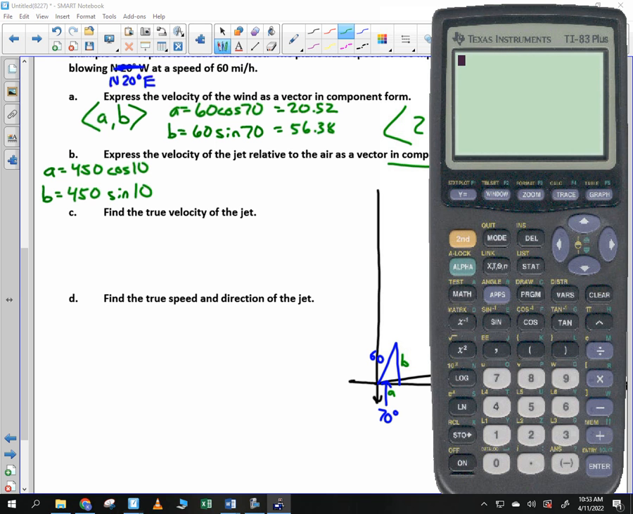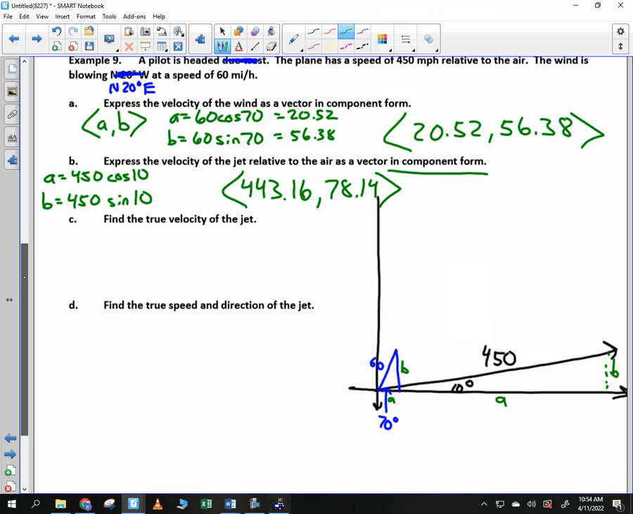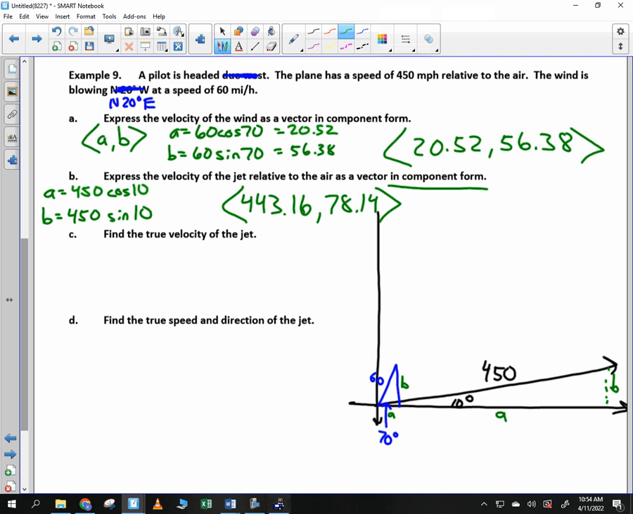And I get 450 cosine of 10, 443.16. And then I've got 450 times the sine of 10, and I get 78.14. So those are my two vectors. Obviously, this one is having much more of an impact horizontally, right? A little bit vertically. But the wind, definitely some horizontal, more vertical. We're going to see how much they do together.